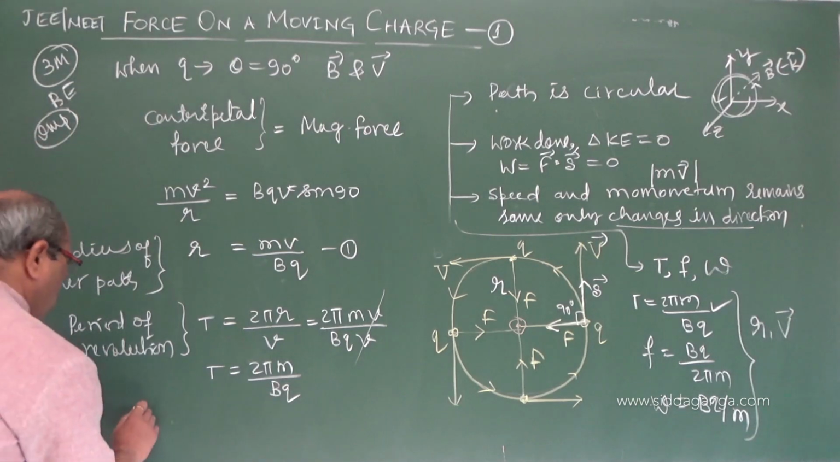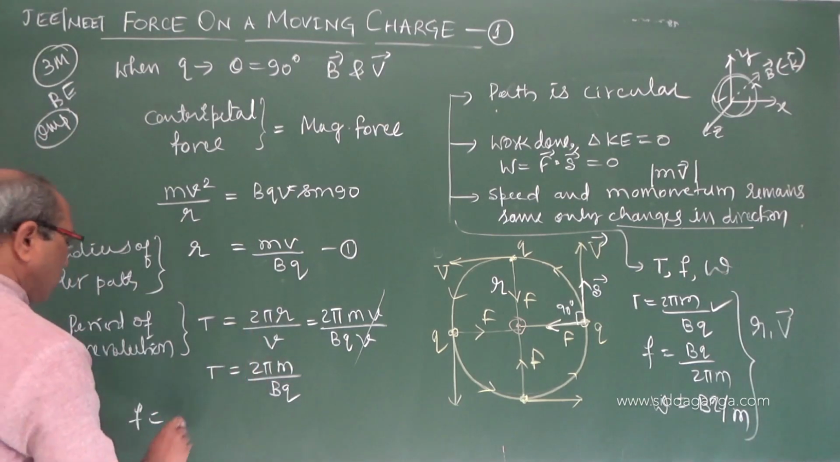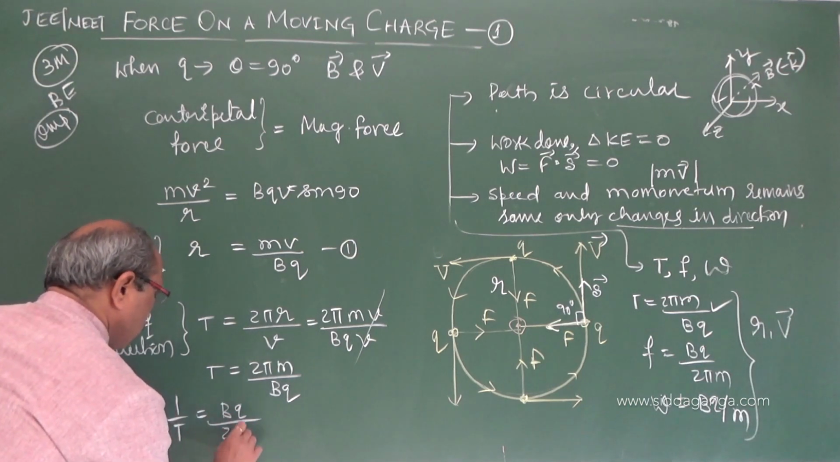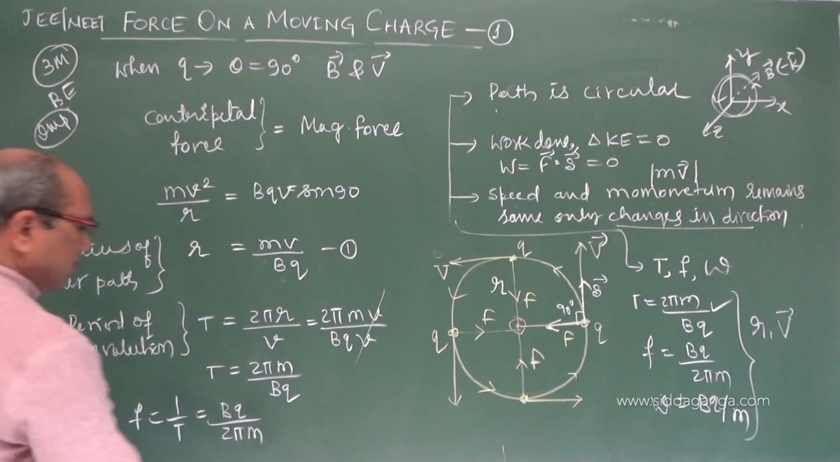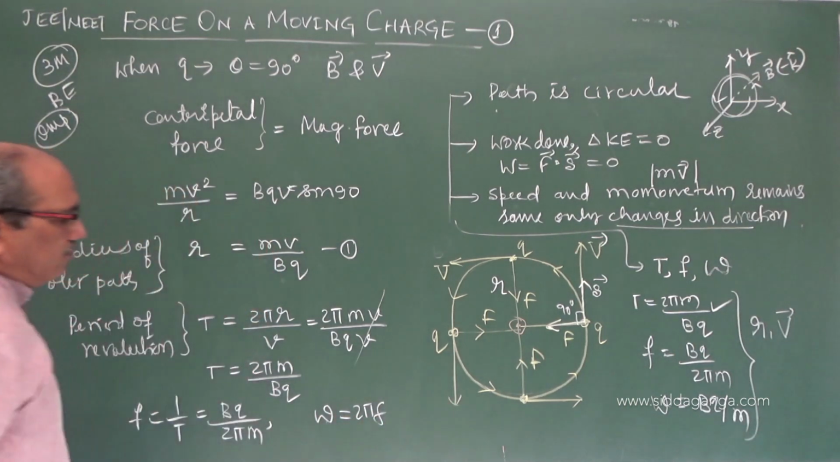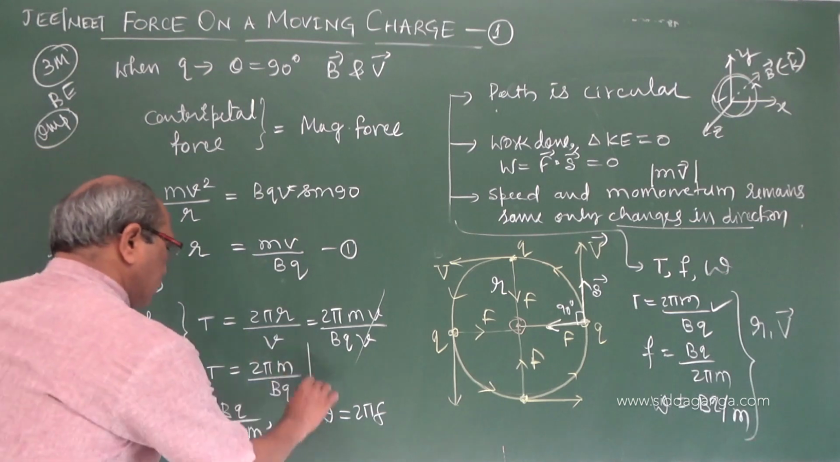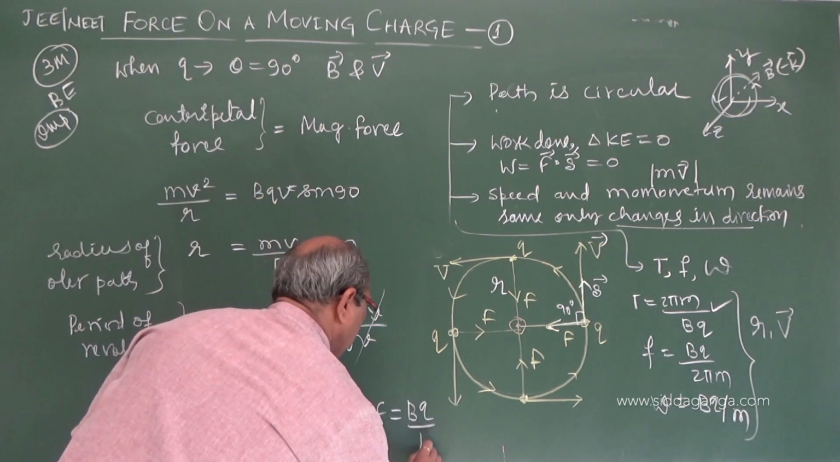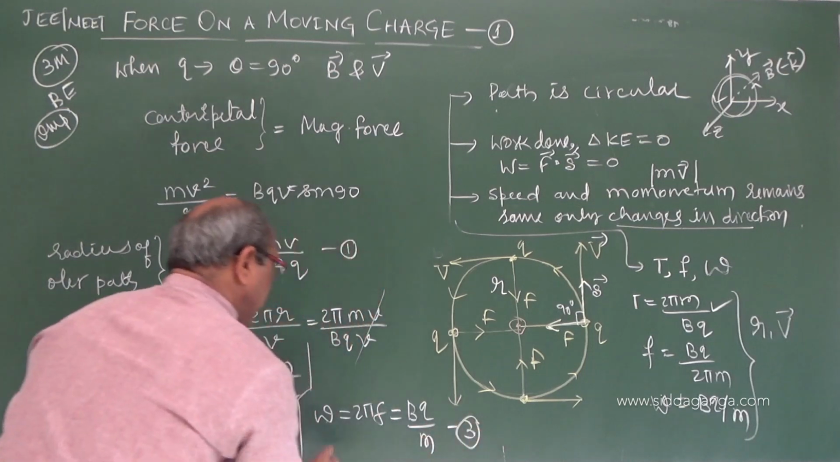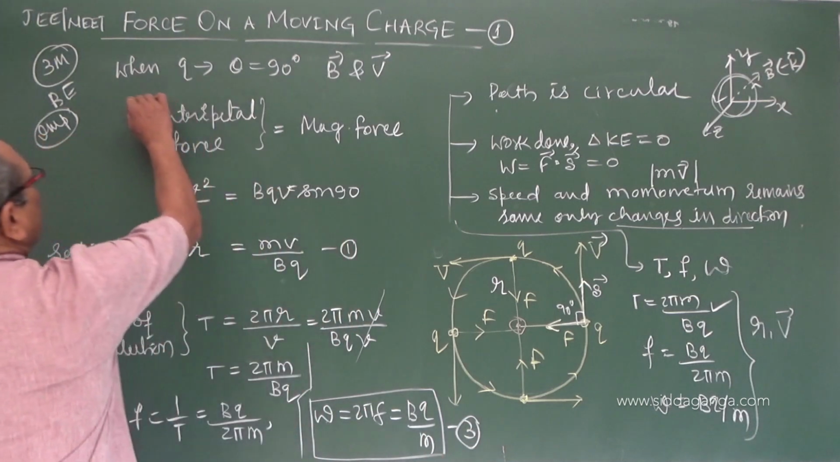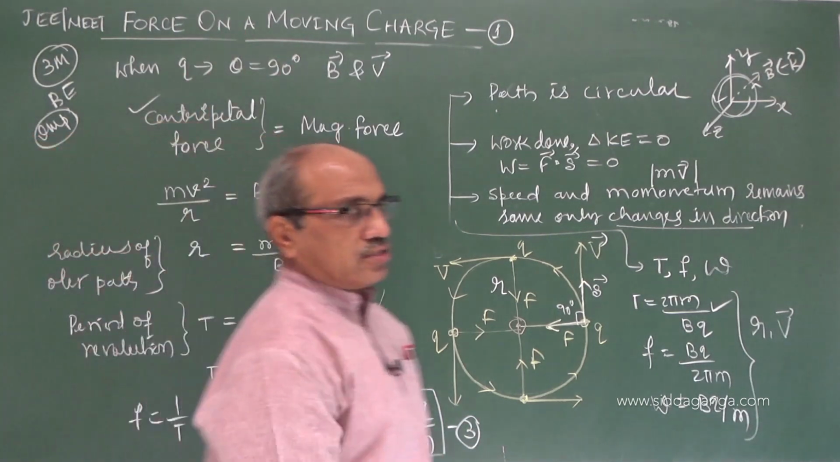And further, if you want, frequency is the reciprocal of the period. That becomes Bq upon 2 pi m. And angular frequency is 2 pi f. Angular frequency equal to 2 pi f, therefore this becomes Bq by m. So this expression you are asked to derive from this concept for 3 marks.